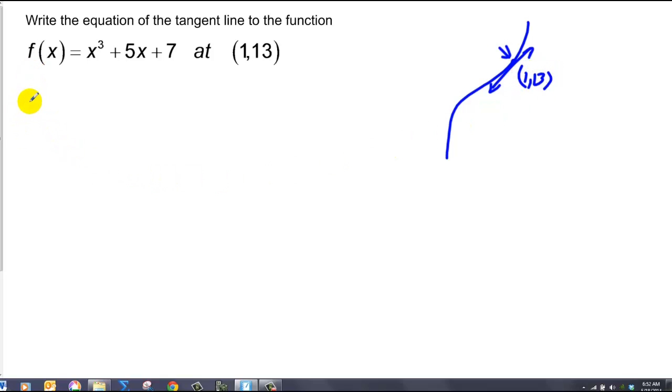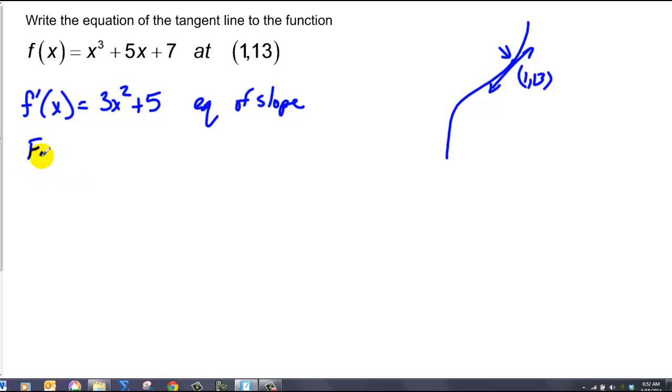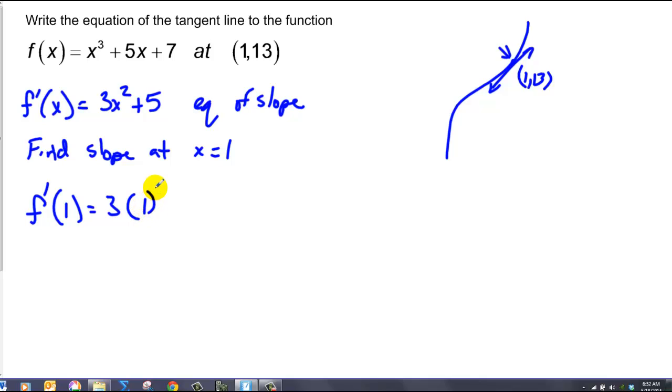So let's find the derivative first. The derivative is 3x squared plus 5. And that's the equation of slope. So now I need to find slope at x equals 1. So therefore, I'm looking for f prime of 1, which is 3 times 1 squared plus 5, or 8. And that's equal to the slope.